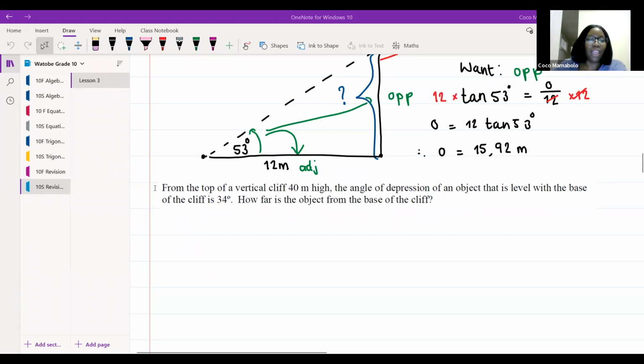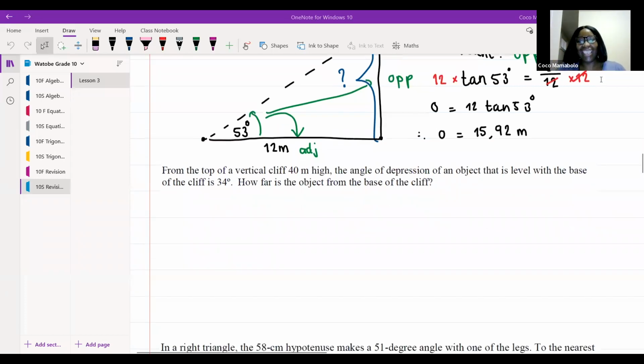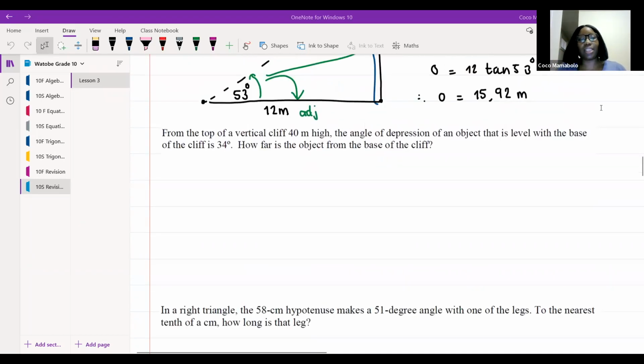All right, okay. I can't wait any longer. The suspense is killing me. All right, let's get into it, guys. So it says, from the top of a vertical cliff, 40 meters high. So I've got a cliff over here. There we go. There's my cliff. And just for good measure, I'm going to draw Gift at the top of my cliff. Here we go. There's Gift.